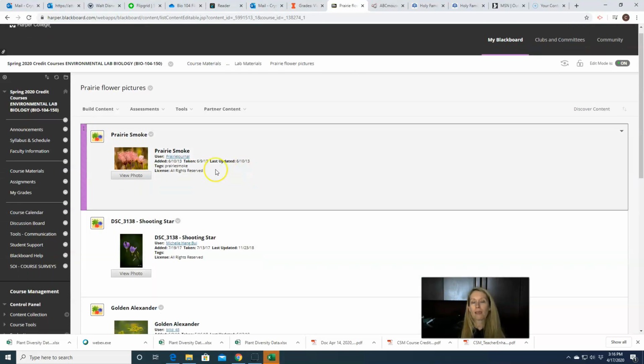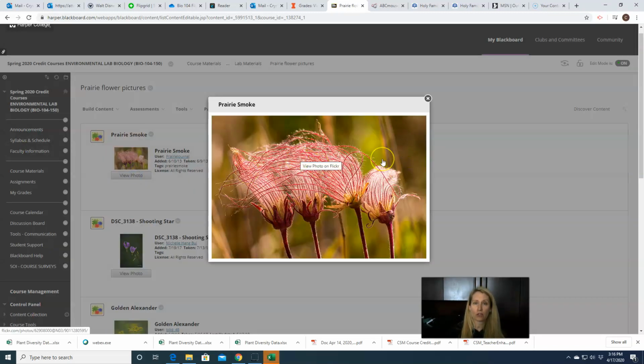Again, each of these is just a little, you can click on the button here that says view photo and it'll give you a larger picture of what it would look like. Please keep in mind that these are pictures of these plants when they would technically be in bloom. It is unlikely there would be much blooming in the prairie right now. You usually don't see this until mid to late May.